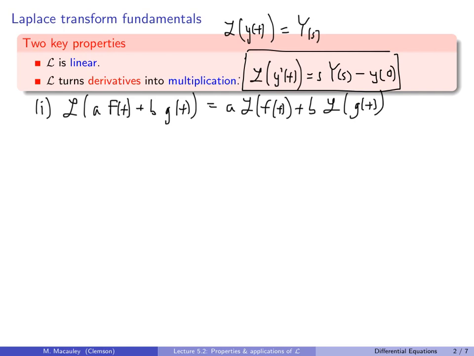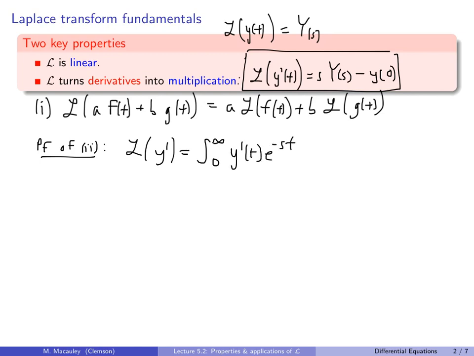Let me actually show you why this is. The proof of it is just integration by parts. So this is the proof of the second property. Let's take the Laplace transform of y prime, and let's use the definition. That is just the integral from 0 to infinity of the derivative y prime of t times e to the minus st dt. That's just the definition of the Laplace transform.